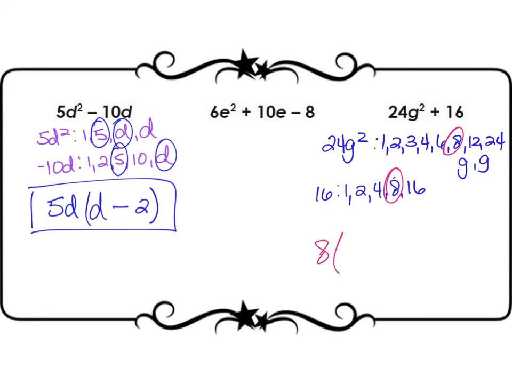8 times what gives you 24? That's going to be 8 times 3. And I do need the g squared because there's no g outside the parentheses. And then for that second term, it's going to be plus 2 because 8 times 2 is 16.